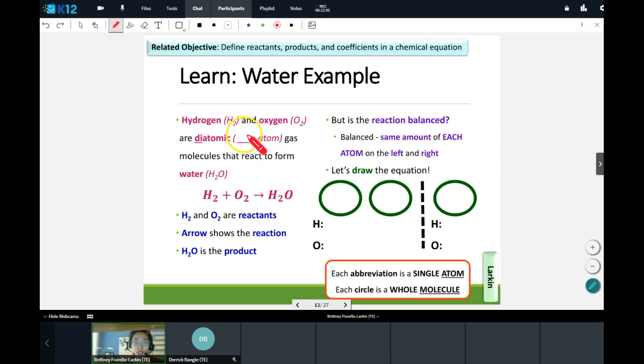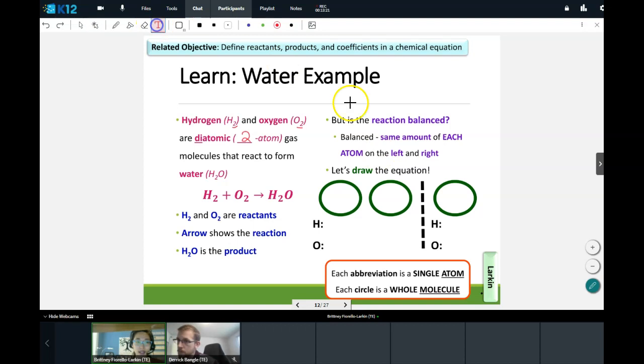Yeah, it actually means 2. They're diatomic because they're 2 atom molecules. This is also why carbon dioxide has 2 oxygens in it. CO2 has 2 oxygens in it. So diatomic molecules, these react to form H2O. So we have our reactants on the left, H2 and O2, reacting as shown by the arrow to form H2O, the product.